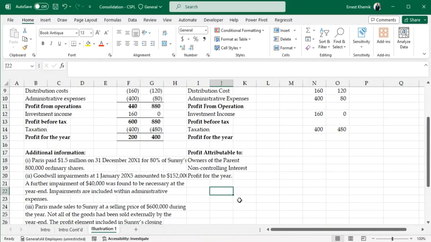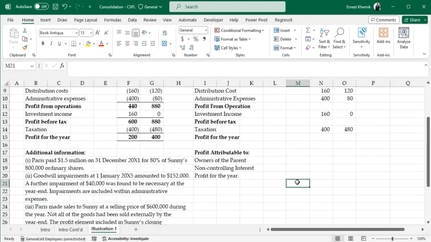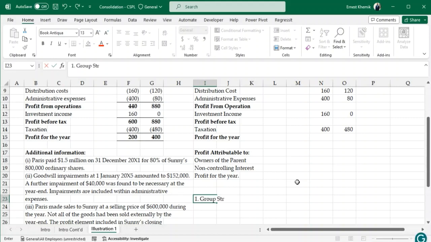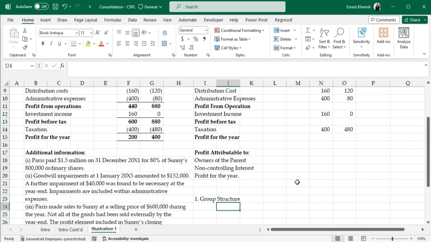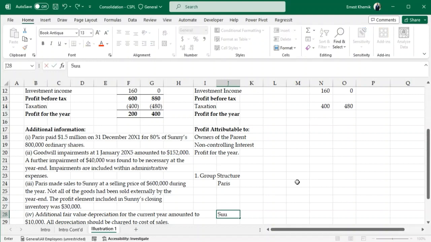Alright, so the first information here is telling us that Paris paid $1.5 million on 31st December for 80% of Sunny's 800 ordinary shares. So we can have here, and then we'll have our group structure. Okay, now the group structure is really important, and I'll tell you why in a moment. So we'll have Paris, who is the parent, and then we will have Sunny, who is the subsidiary.